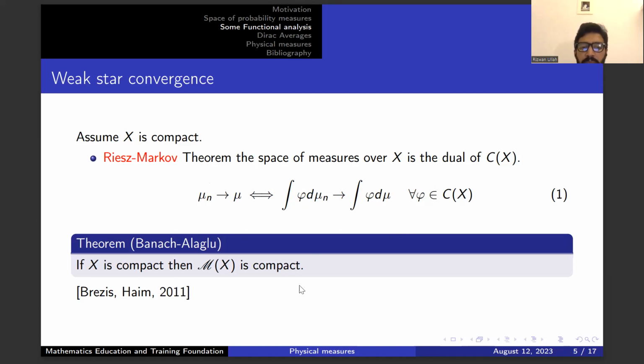There is another important theorem which says that if X is compact, then the space of probability measures is also compact. Both of these results you can find in the book by Brezis, Functional Analysis. I will attach the link as well. But yes, you can find this book online.